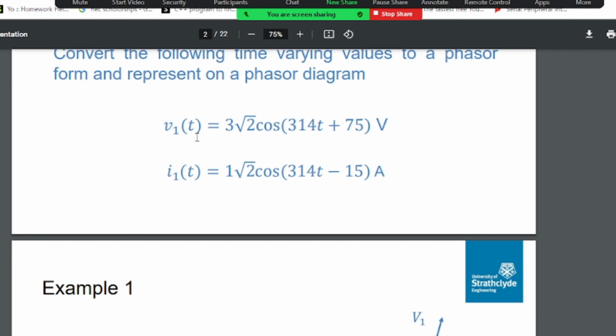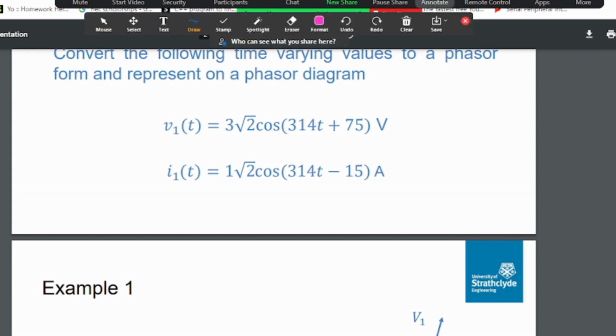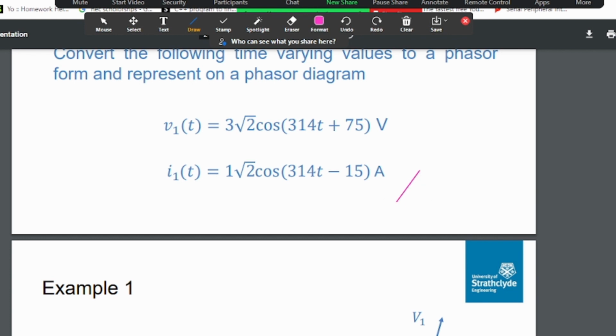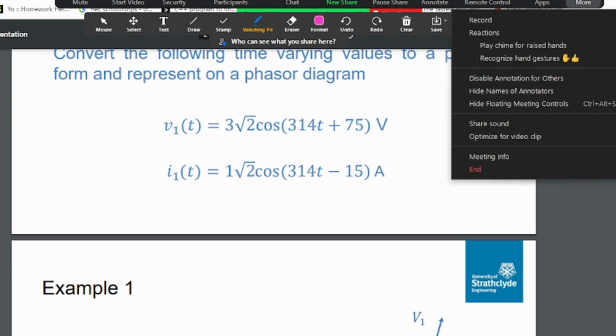We have to convert these values of voltage and current into phasor form. In your slides they have it directly, but you can do it yourself. Do you know how to do it? Okay, let me draw.